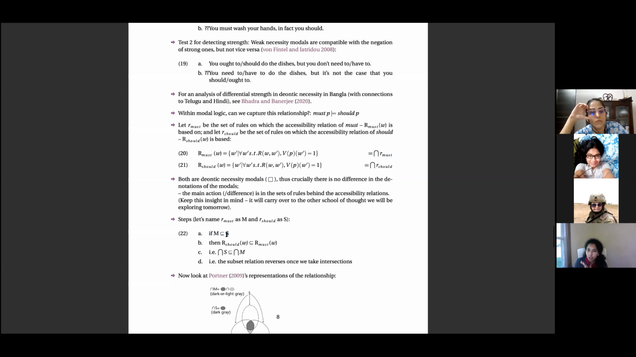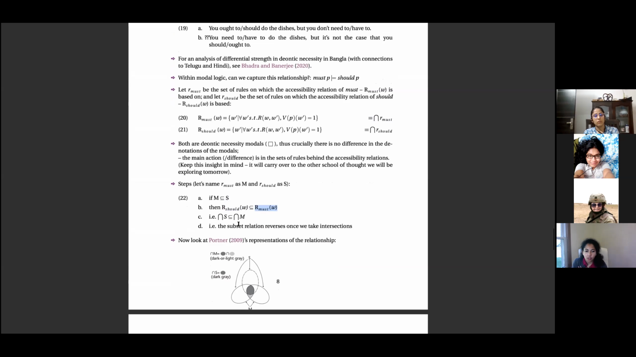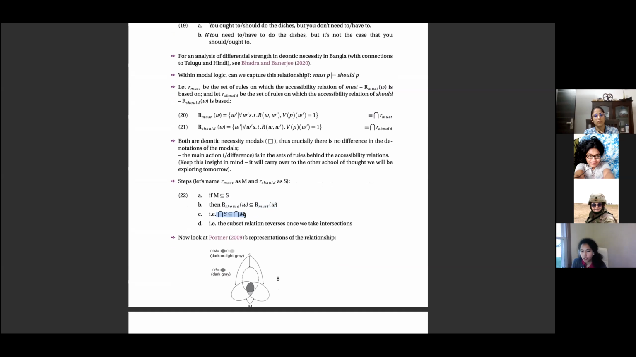Okay, we started with this, we know this. However, when you look at the corresponding set of worlds, then the subset relation is reversed. So then you say, okay, then the generalized intersection or the accessibility relation for should is a subset of the accessibility relation for must. So this can also be written this way with the generalized intersection.